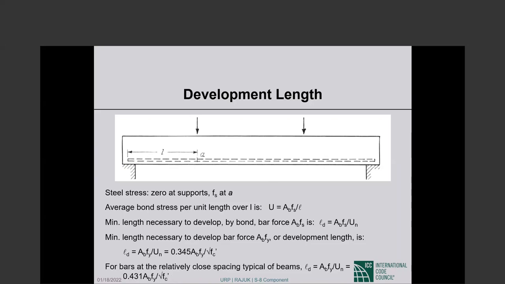The other way to think is the stress in the bar changes from 0 to f sub s because of bond between the reinforcement and the concrete. So this bond per unit length U multiplied by L must have added up to A sub b times f sub s. Okay? So that is understandable.